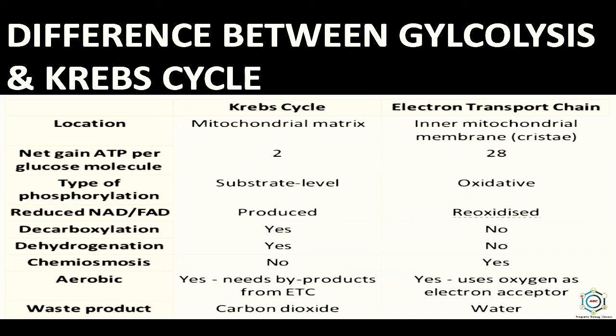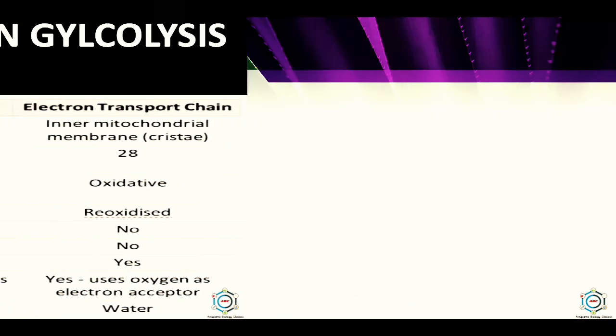Decarboxylation occurs in the Krebs cycle, while it does not occur in the electron transport chain. Dehydrogenation also occurs in the Krebs cycle, while it does not occur in the electron transport chain, while chemiosmosis occurs in the electron transport chain and is absent in the Krebs cycle. If we talk about oxygen requirement, the Krebs cycle needs byproducts from the electron transport chain, and the electron transport chain uses oxygen as the electron acceptor, so both are aerobic. The waste product of the Krebs cycle is carbon dioxide, while the electron transport chain's waste product is water. So these are the main differences between the Krebs cycle and electron transport chain, and glycolysis and the Krebs cycle.